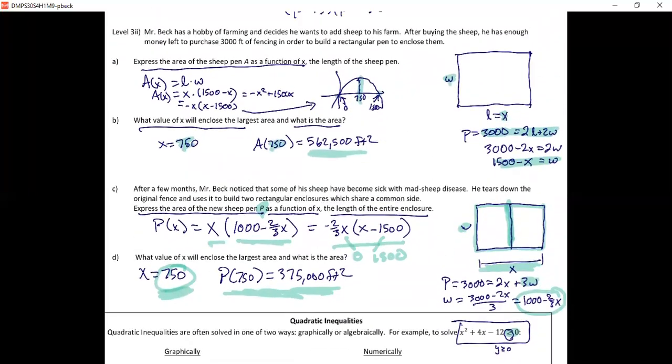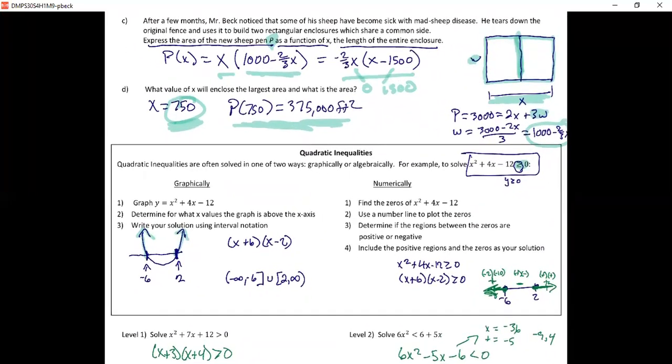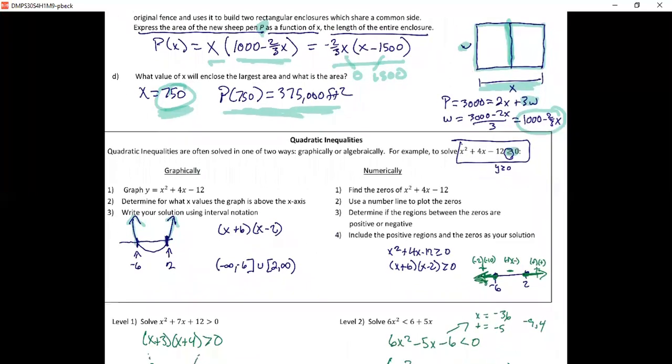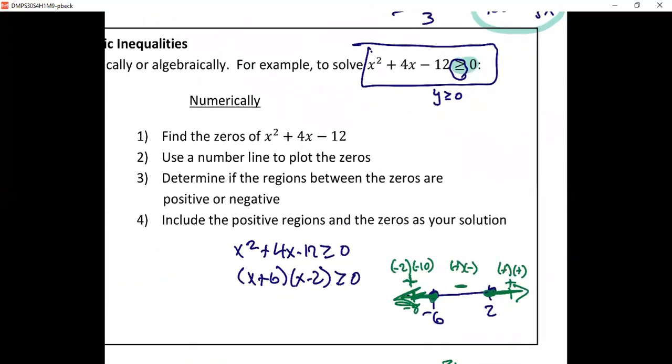So let's talk about some inequalities. We have two ways that we can solve quadratic inequalities. Let me actually start with the numerical first, because this is a little bit more appropriate, kind of stemming from what was going on in Algebra 2. So if we have this quadratic, and I want to know where this quadratic is greater than or equal to 0, what I could do is find the zeros, and I could do that by factoring.